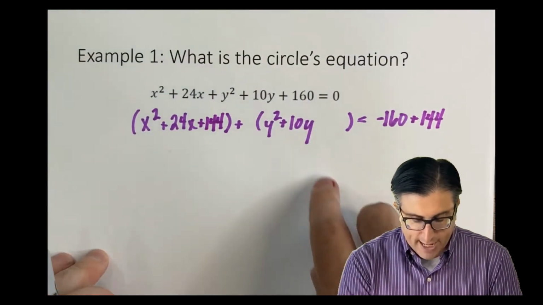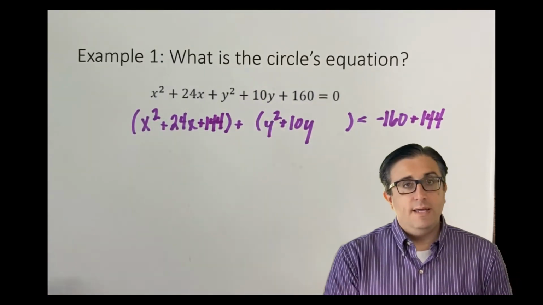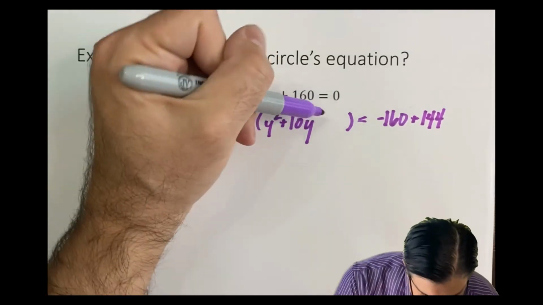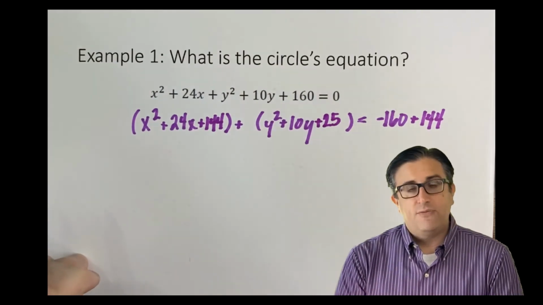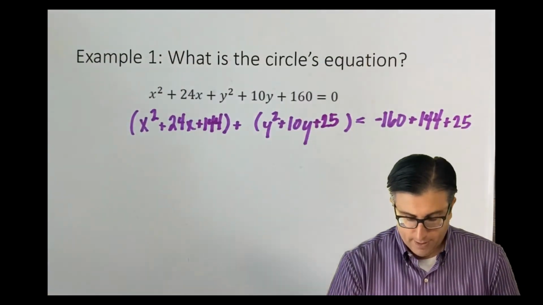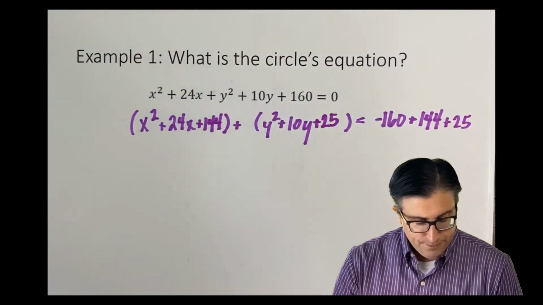Now I need to do that same process for the y section. 10y divided by 2 is 5. 5 squared is a positive 25. And if I add 25 to one side, I add 25 to the other. Well, now I just got to clean this up. And here's the whole reason why we did this.